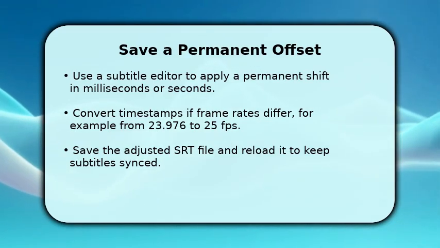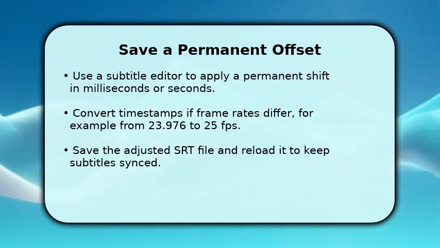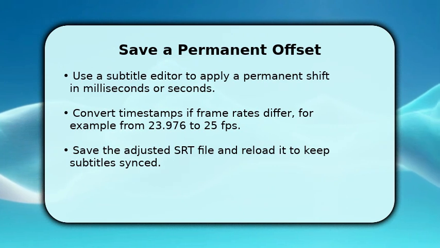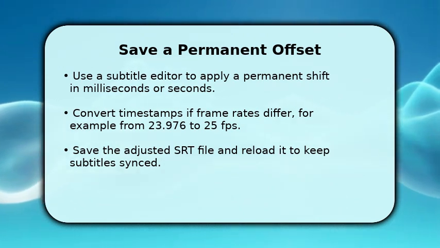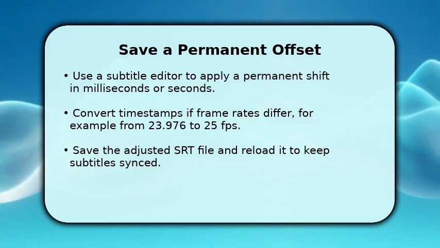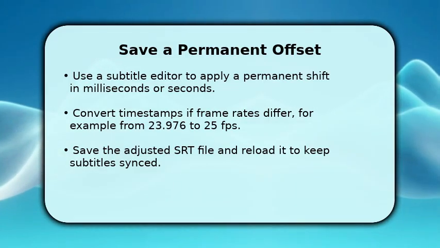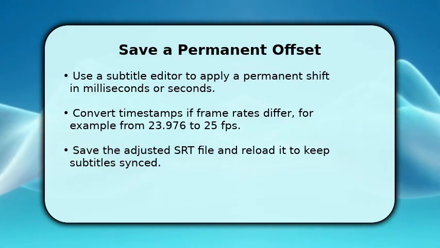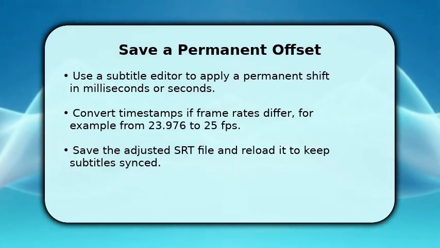If the video uses a different frame rate, convert timestamps from 23.976 to 24 or 25 FPS as needed. Export the retimed SRT and save it with a clear file name. Reload that adjusted SRT in the player to verify sync. Keep backups of the original file before saving changes.